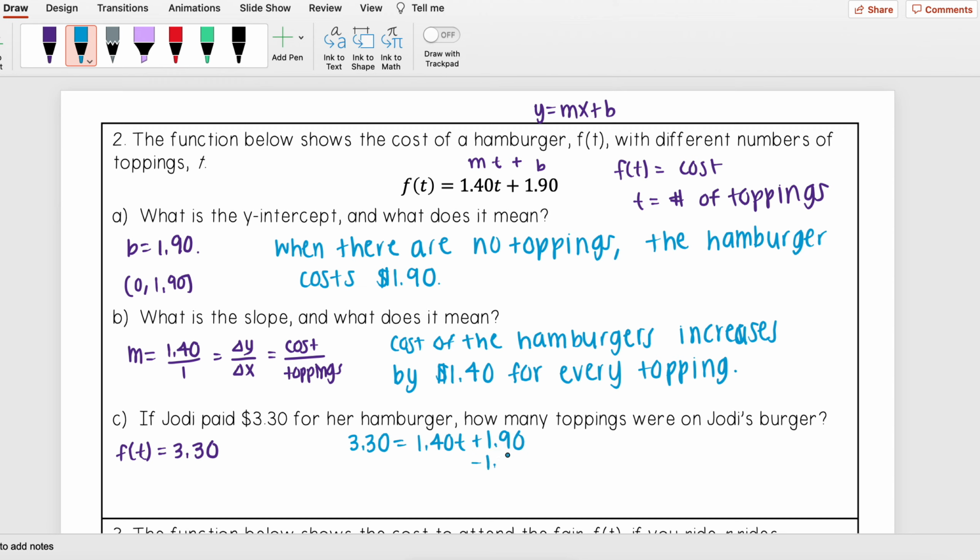So I'll subtract 1.90 from both sides. And I get 1.4 t. And if I divide by 1.40, I get that t is equal to 1 topping. So Jody put 1 topping on her hamburger.